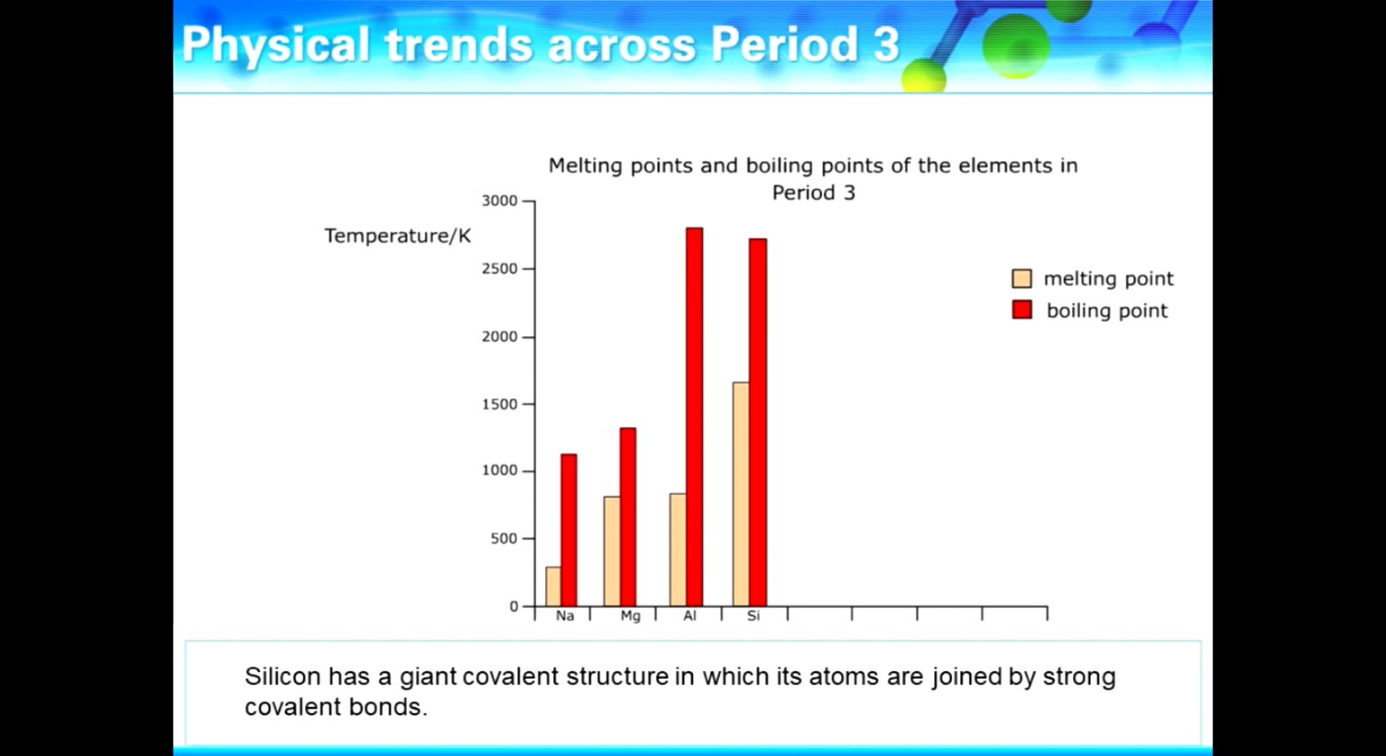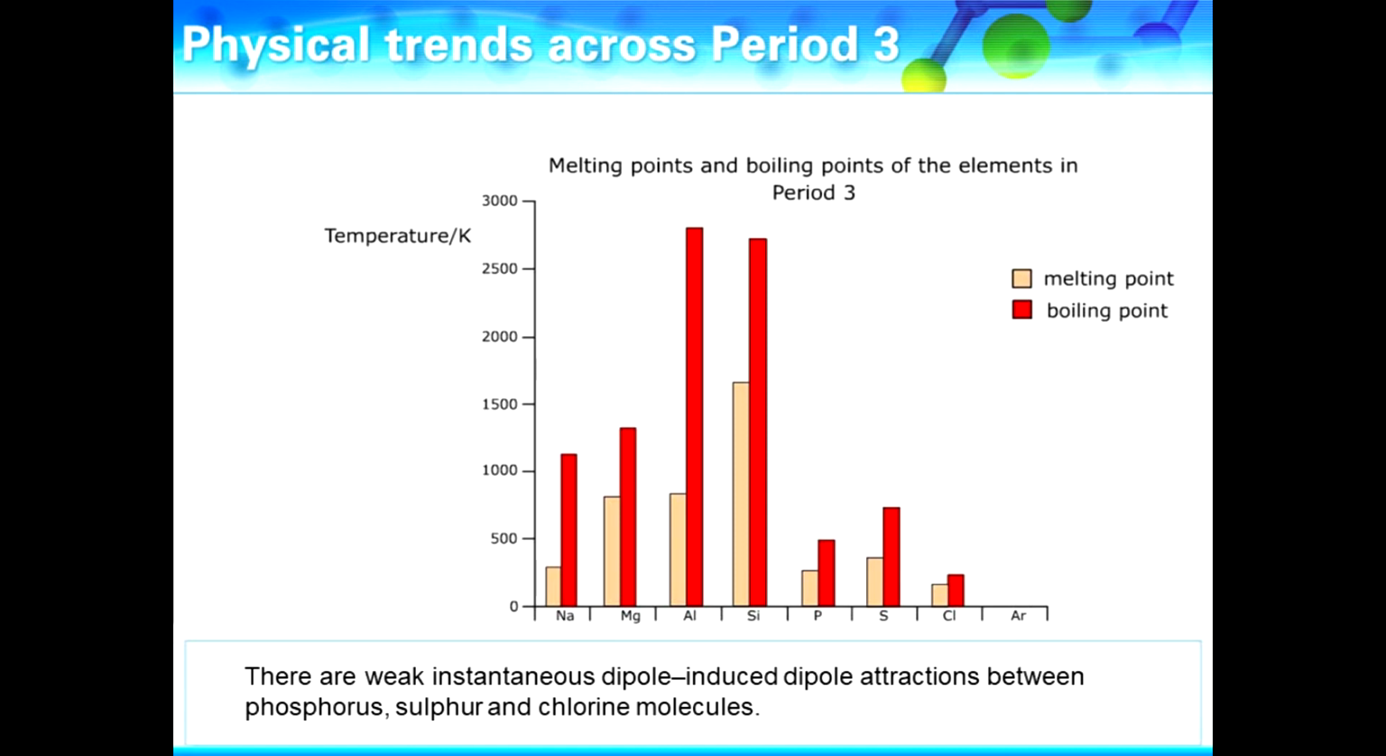it's silicon. After this, we have 3 elements with simple covalent structures, and therefore low melting points. Chlorine molecules are the smallest, so it has the lowest boiling and melting point. Finally, the monatomic noble gas argon, which has the lowest melting and boiling points of the period.